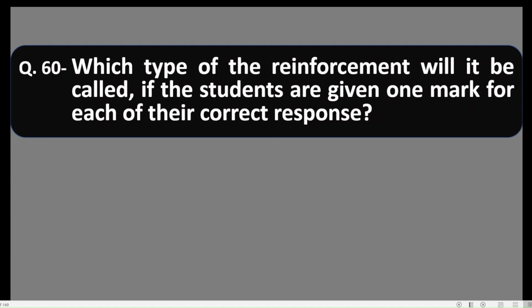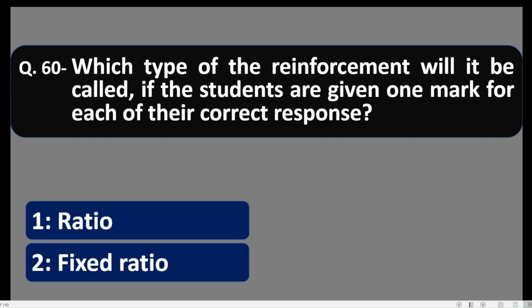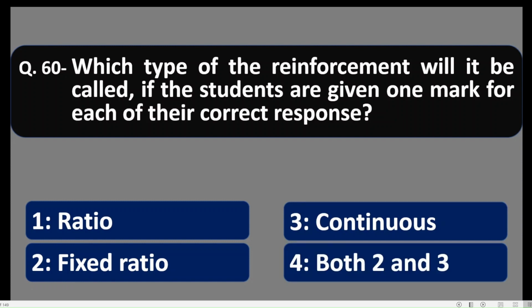Question number 60. Which type of the reinforcement will it be called? If the students are given 1 mark for each of their correct response. Let us see the options: number 1 ratio, number 2 fixed ratio, number 3 continuous, number 4 both 2 and 3. Friends, in operant conditioning theory, the schedule of reinforcement is given. According to that, if every time the ratio between the response and reinforcement will be maintained, then it is called fixed ratio, and here it is maintained. So fixed ratio is the correct response, because here for each one correct response, 1 mark is given. So ratio between the correct response and the marks obtained will be maintained always. So it is fixed ratio.